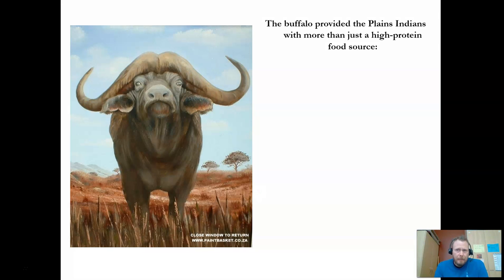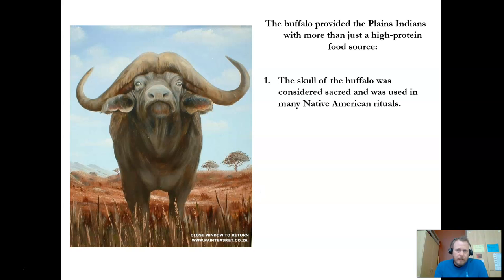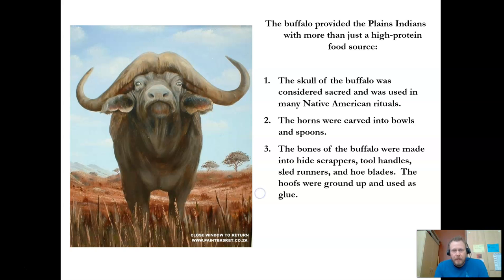So, food, obviously. Okay. Secondly, the skull of the buffalo was considered sacred and was used in many Native American rituals. The horns were carved into bowls and spoons. The bones of the buffalo were made into hide scrapers, tool handles, sled runners, and hoe blades. So they would use them for farming. They would use it to move things. They would use it to make tools.